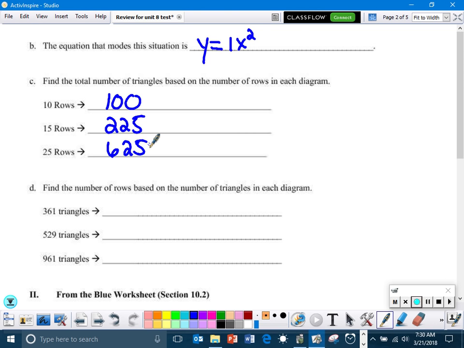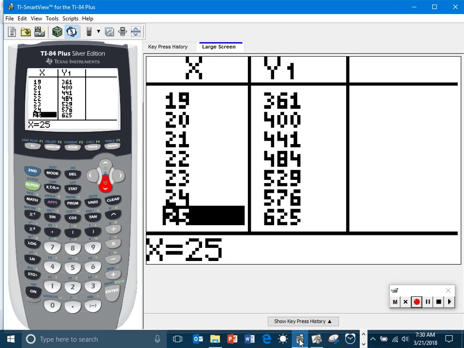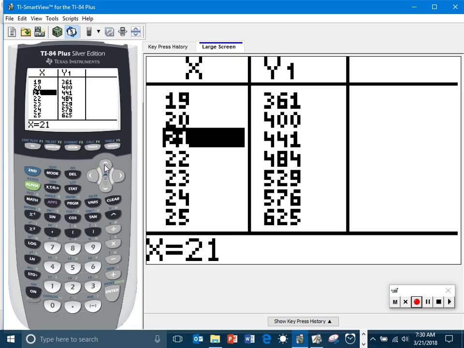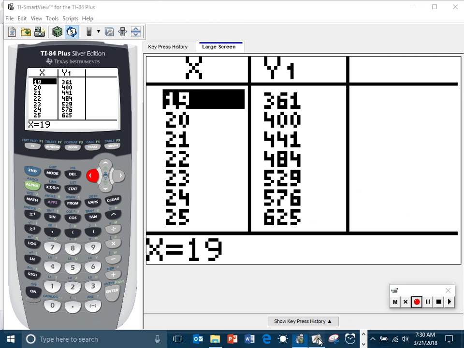Now, for part D, you're going to go backwards. I'm giving you the number of triangles, and we want to know how many rows it has. So you have to go backwards and look at the second column. I'm going to go to 361. Oh, it's right there. 361. That's 19 rows.